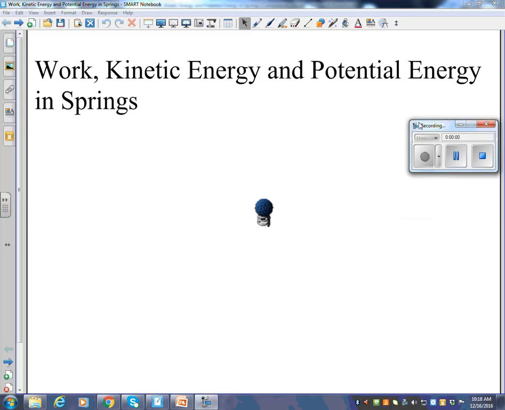So today we're talking about work, kinetic energy, potential energy in springs. So really, spring energy is another kind of potential energy, right? Yesterday we dealt with gravitational potential energy, but today we're going to deal with spring potential energy and another formula.